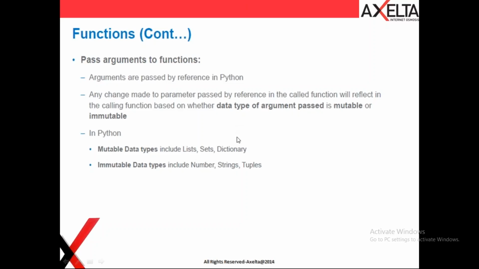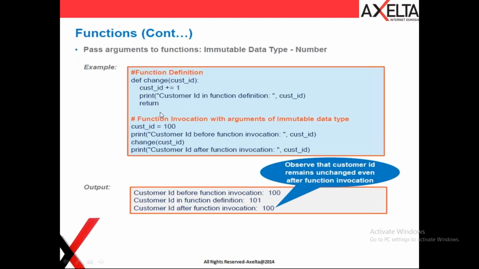Yes. Okay. And you can pass immutable data types as well as mutable data types. You can directly give a list to a function, you can directly give a dictionary, anything can be given. Here is one example. I am creating one function. The name of the function is change. It has one parameter and it increments the value by 1. customer_id += 1 means customer ID is equal to customer ID plus 1.